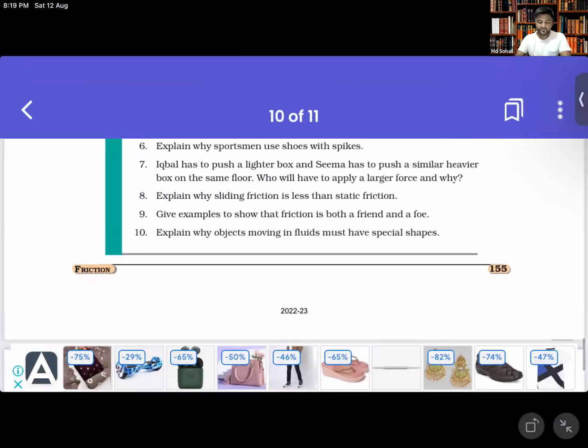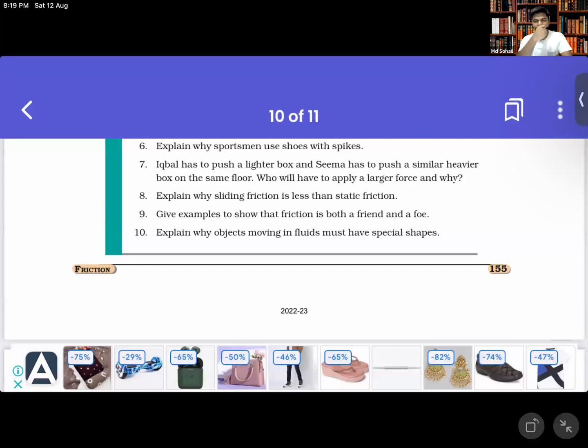Okay, explain why sliding friction is less than static friction. Why sliding friction is less? Yeah. So, it is less since the interlocking of irregularities in two surfaces is higher when the object is moving. Look here. When the irregularities between two contact surfaces get interlocked, it results in resistance, which we call friction.